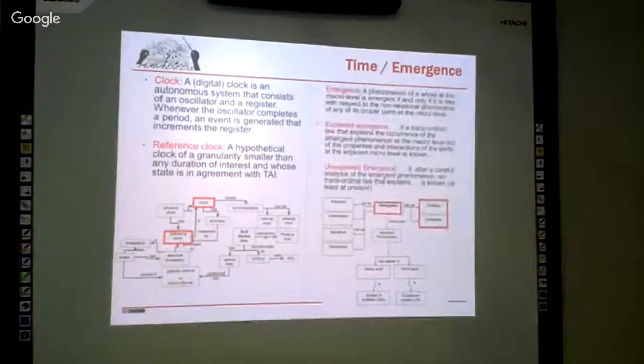Emergence. Emergence is a phenomenon of the whole, can be explained or unexplained, is expected or unexpected, beneficial or detrimental. Okay, and so on. Here we have the system of systems, here we have the micro level, macro and micro, and so on.